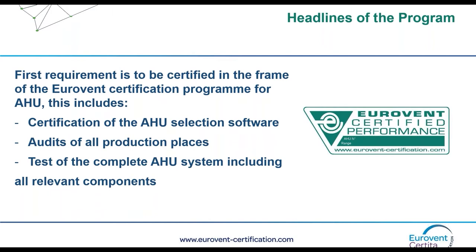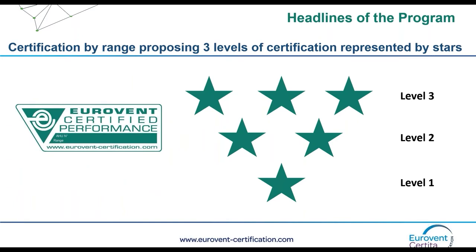Also, this program involves some audits of the production places every year, and also tests on the complete airline unit system, including all the relevant components, in order to assess the performance of the airline unit system as a whole. And then we have built this option, and we have defined three levels. Again, this was to be able to assess the performance of hygienic units, not only for hospitals, but for all types of products. So as said before, there are three levels: level one, two, and three.